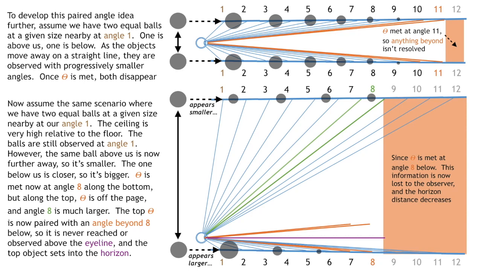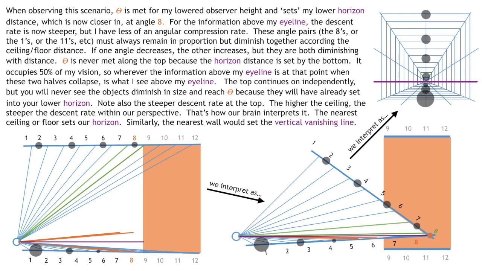So again, in this orange rectangle we have here, since theta is met at angle 8 below, this information is now lost to the observer, anything within that orange rectangle, and the horizon distance essentially decreases at that point. But again, you will still observe the ball set into the lower horizon, but we'll see this here in a diagram. So when observing this scenario, theta is met for my lowered observer height and sets my lower horizon limit, or my lower horizon distance, which is now closer in at that angle 8.